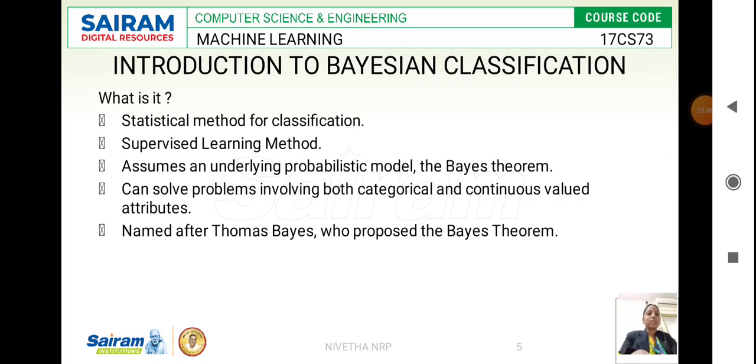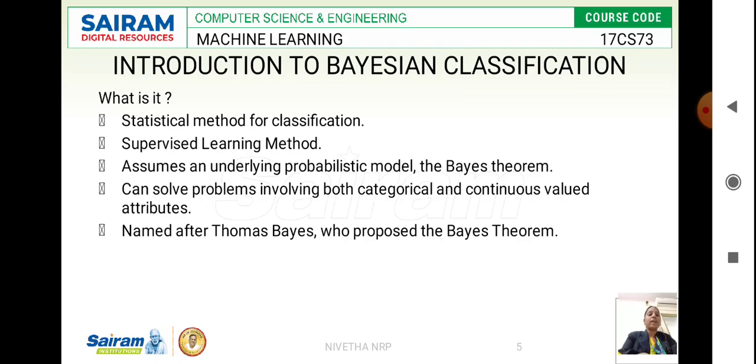Now we'll see what is Bayesian classification. So far we have seen what is classification and what the term classifier is. Now we will see what is Bayesian classification. This is a statistical method for classification, and this comes under supervised learning methods.